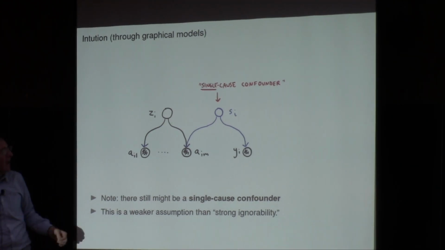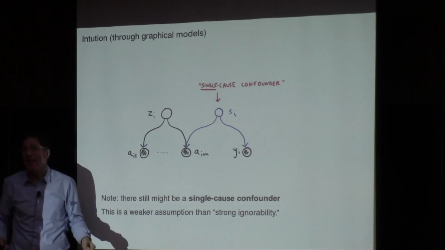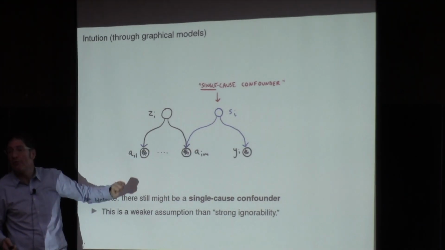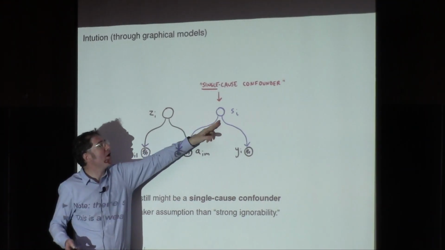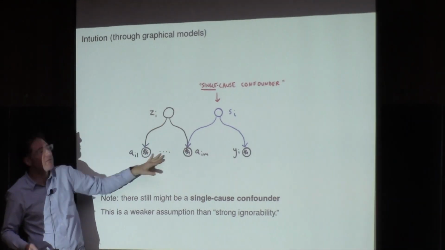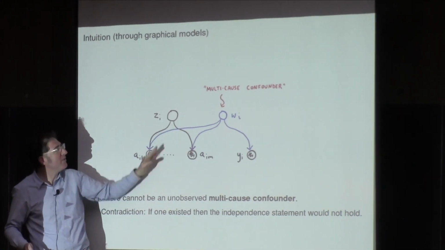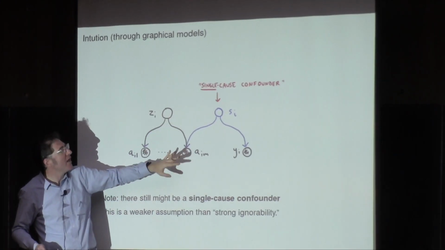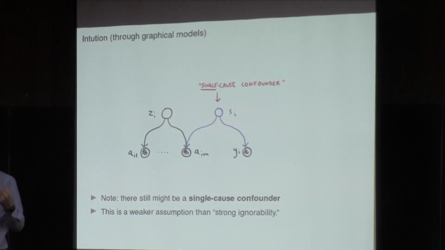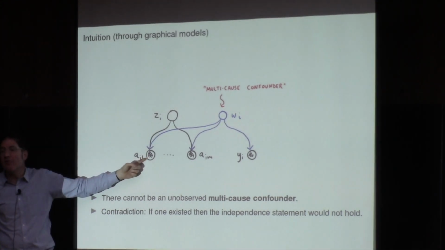A single cause confounder, if it only affects whether Sean Connery's in the movie and the revenue, does not violate that independence statement, right? In this little graph, this unobserved single cause confounder can still be lurking here, because even conditioned on Z, the A's are still independent of each other. Here, there is a dependence between them, even conditioned on Z, so it violates. So this is the argument for, if I find a Z that renders the A's conditionally independent, that Z captures unobserved multi-cause confounders.